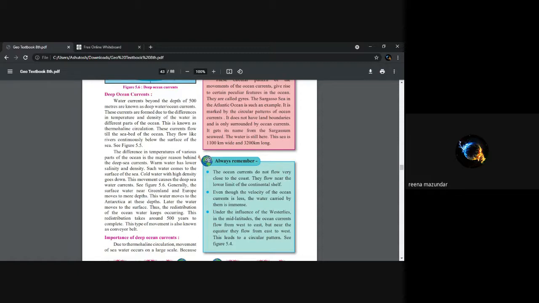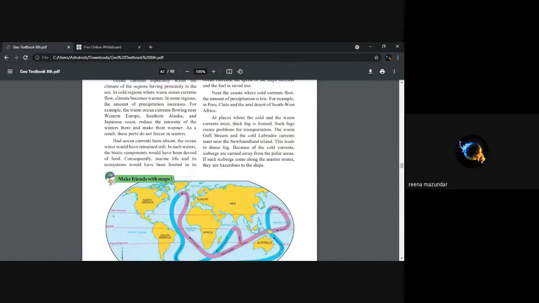Under the influence of westerlies in the mid-latitude, ocean currents flow from west to east, but near the equator, they flow from east to west. This leads to circular pattern, see 5.4. We'll move to 5.4 again.